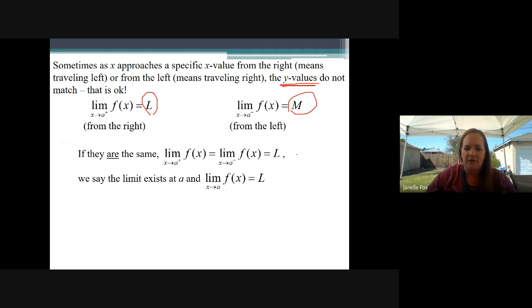Okay, so these two values are the same. You're going to say the limit exists at a, and then you're just going to say the limit as x approaches a, and you'll notice there is no superscript, no plus, no minus, of f of x equals L. It means it's coming from both sides, okay?